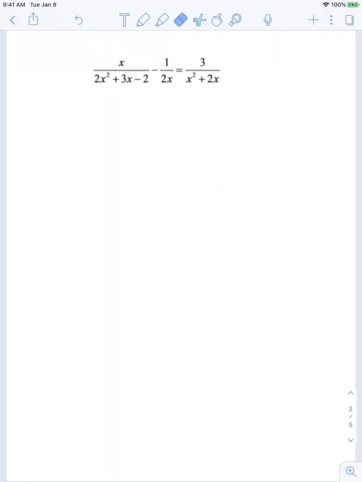Okay, so example one. In example one, remember the first thing we need to do is find our domain restrictions. Before we can do that, we need to factor our denominators. So the first fraction is going to factor to 2x times x, and then 1 times 2, and it's going to be a positive 2 and a negative 1, minus 1 over 2x equals 3 over x times x plus 2. All right, domain restrictions.